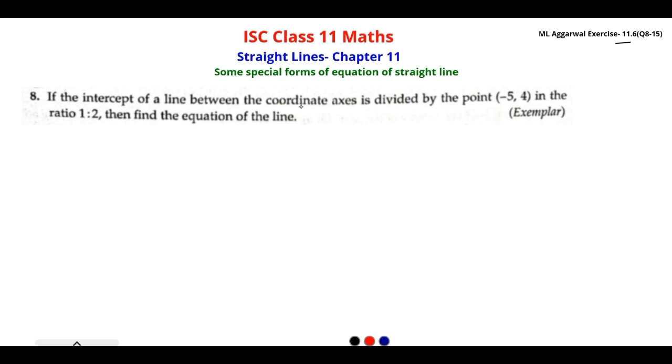Intercept of a line between the coordinate axis is divided by the point -5, 4 in the ratio 1:2. Find the equation of the line.